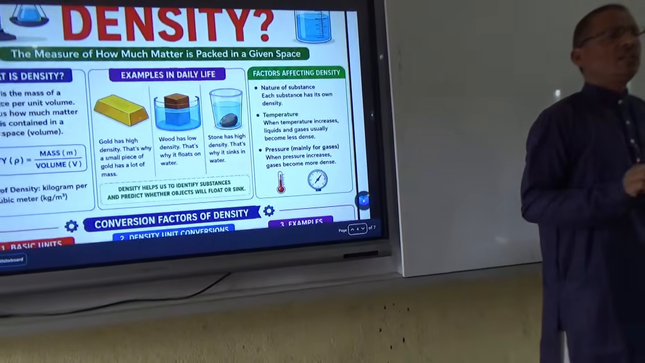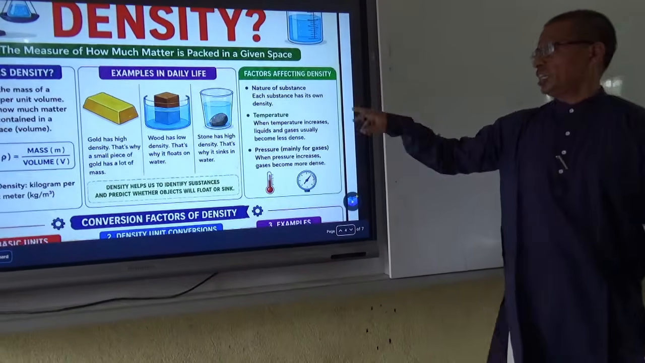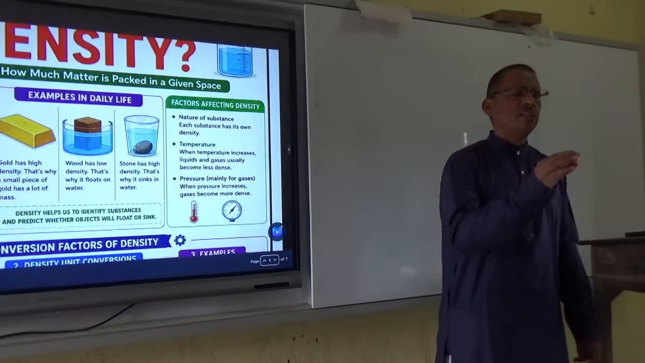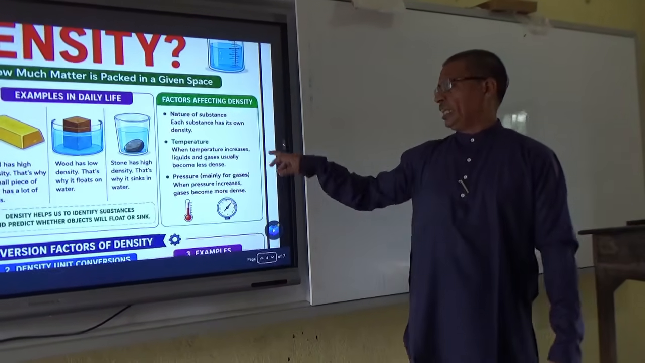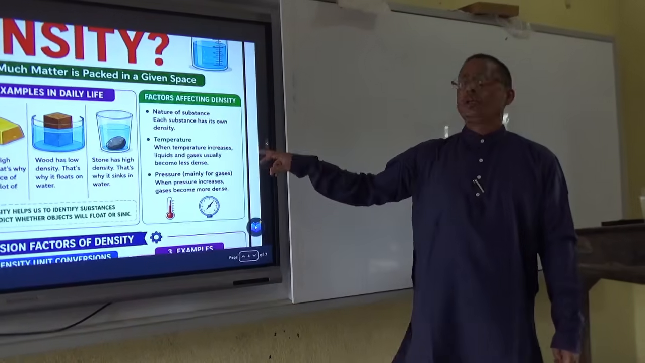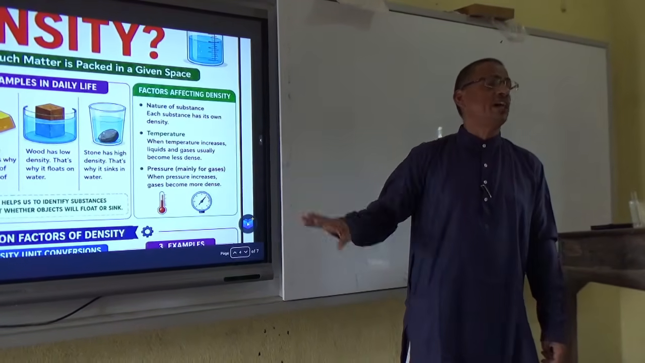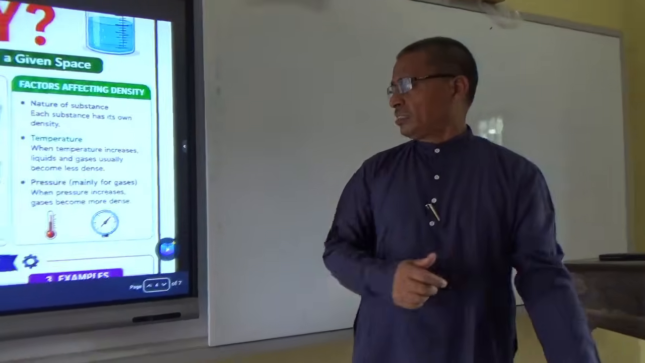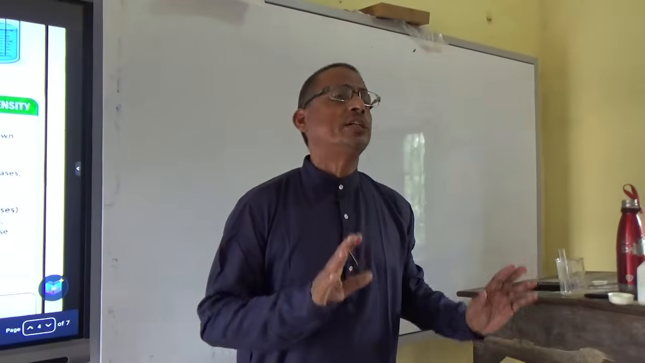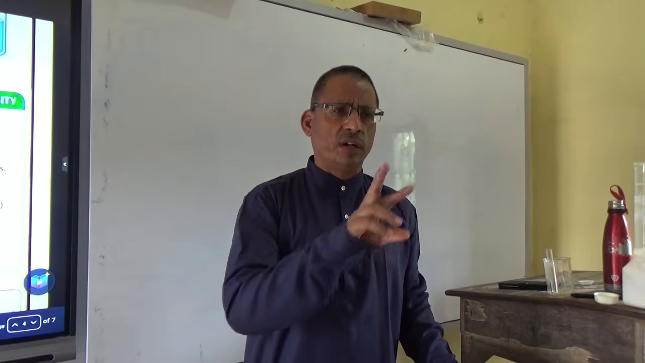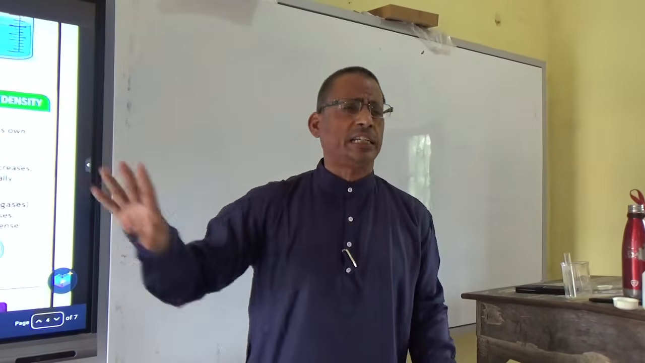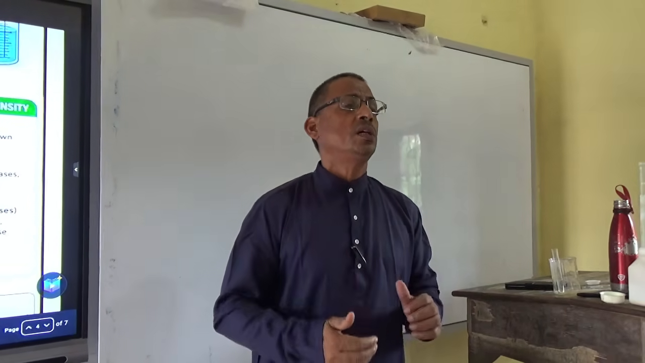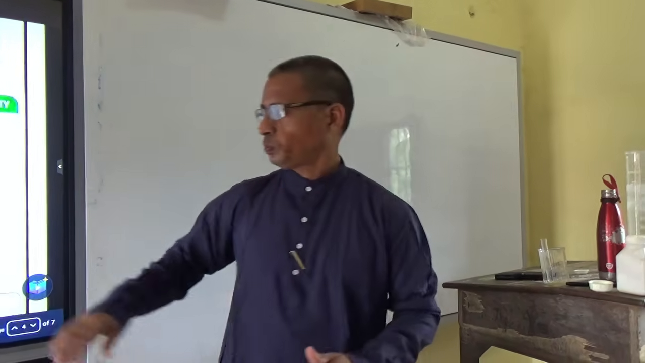First, understand the factors affecting the density of substances. Second, temperature: when the temperature is increased, density decreases. Third, when the pressure is increased, the resultant gas becomes more dense. Is the relation clear? Temperature increases, density decreases; pressure increases, density increases more and more.